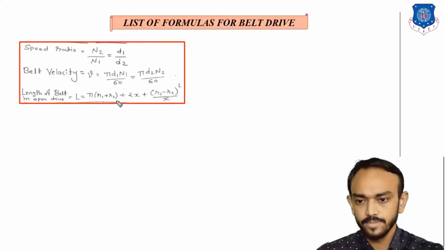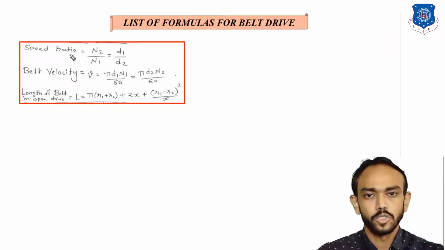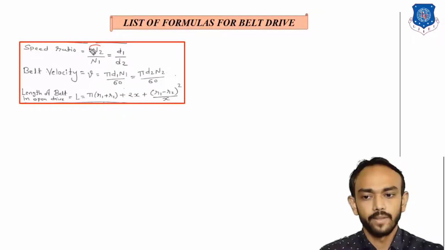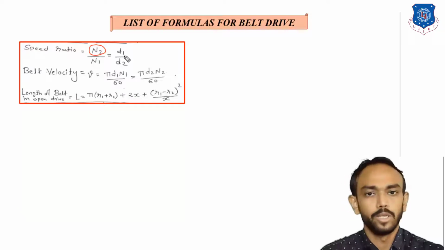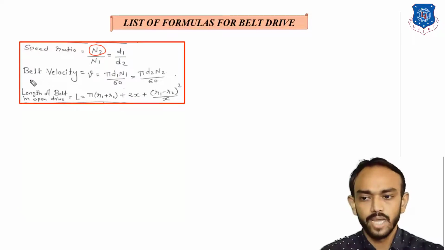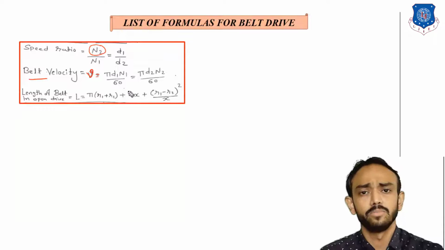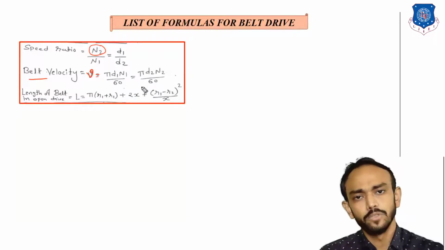You can see here the speed ratio n2 upon n1 is equal to d1 upon d2. N2 is the rpm of driven divided by rpm of driver, equal to diameter of pulley of driver divided by diameter of pulley of driven. Second formula is the velocity of belt, denoted by v, which is equal to pi d1 n1 upon 60, equal to pi d2 n2 upon 60.